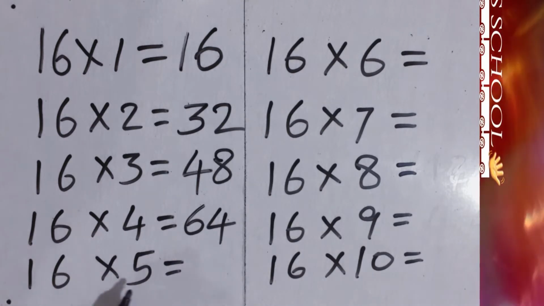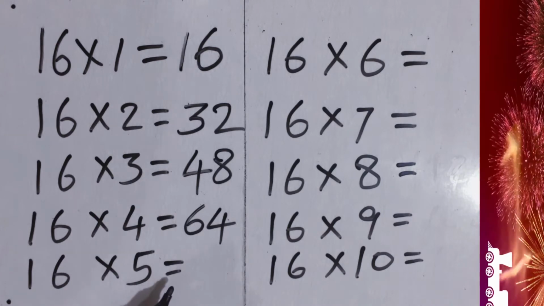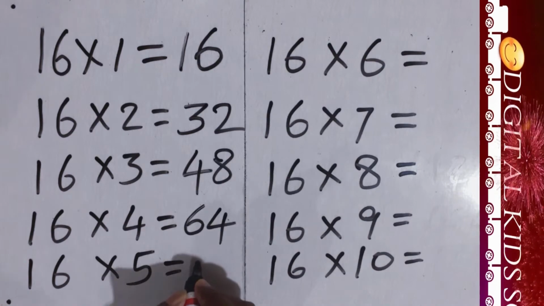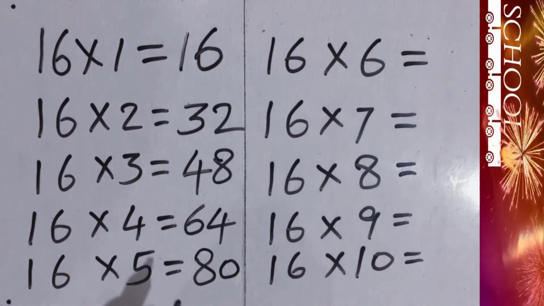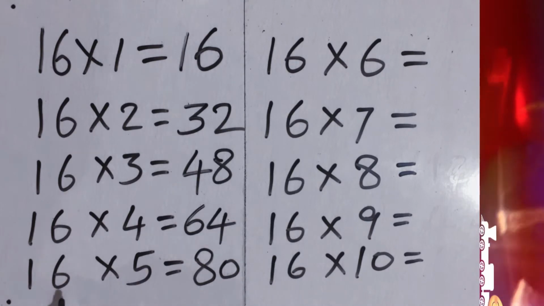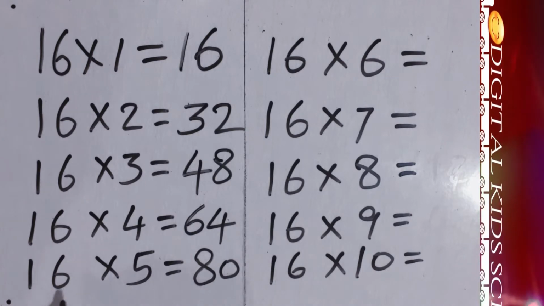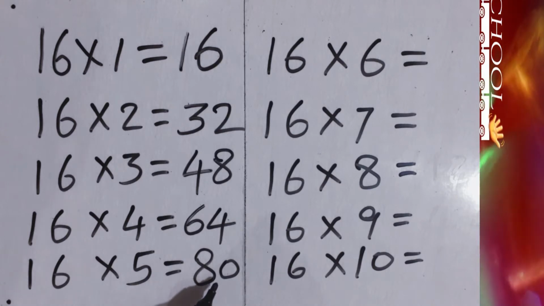Now tell me the answer. What is 16 into 5? Write the answer here. 16 into 5 is equal to 80. 16 5 is 80. 16 multiplied by 5 is equal to 80.